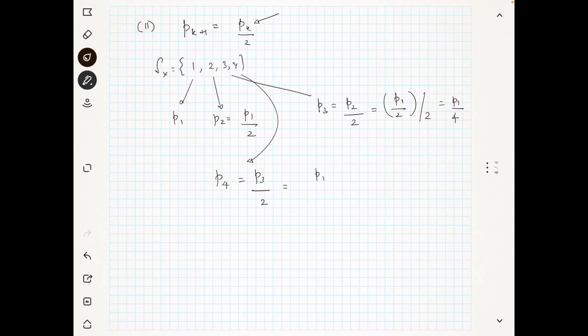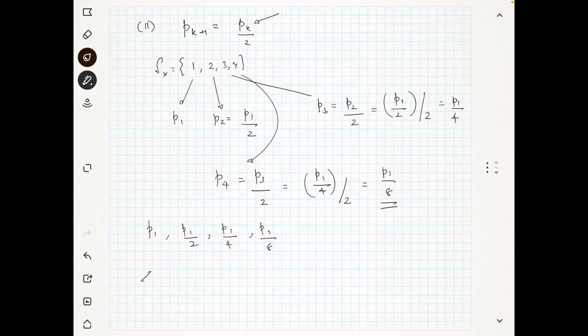P3 is p1 by 4, then you have to divide it by 2. Yes, it is p3. So I think it will be equal to p1 by 8, right? Yes, p1 by 8. So you got all the probabilities. One is p1, another one is p2 is equal to p1 by 2, and another one is p1 by 4, and you got the last one as p4. P4 is nothing but p1 by 8. Okay, so you got all the probabilities.